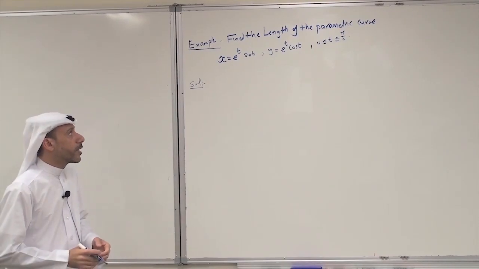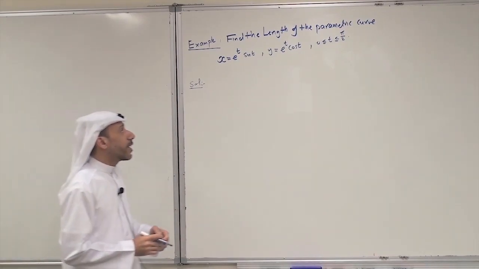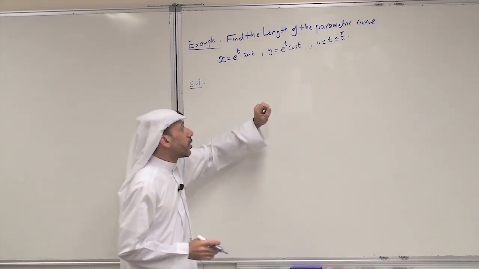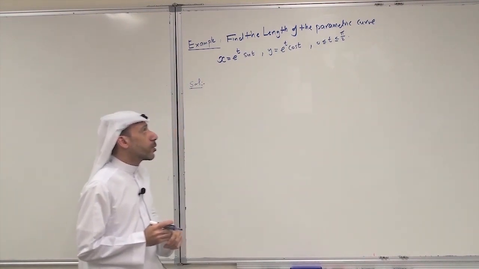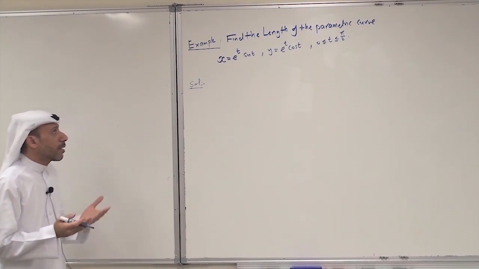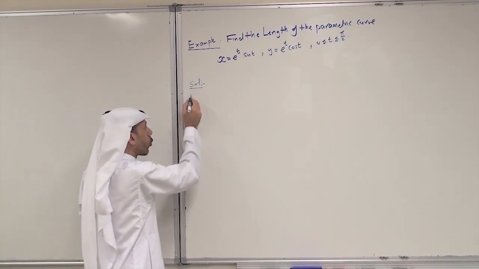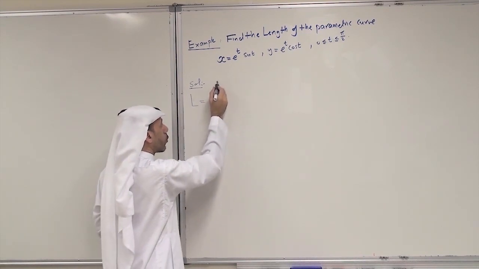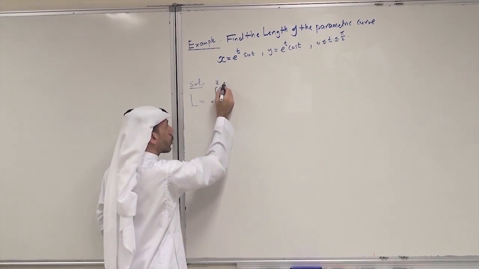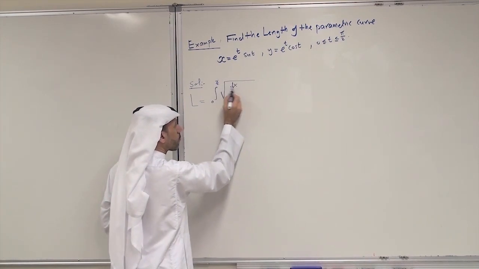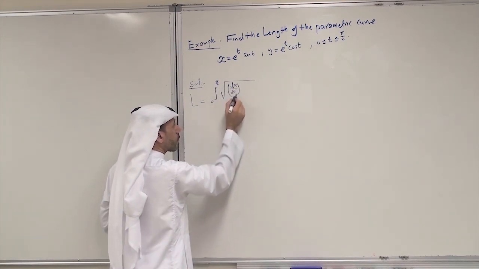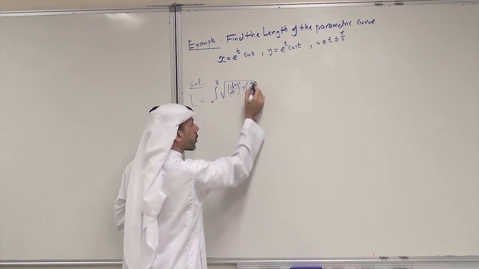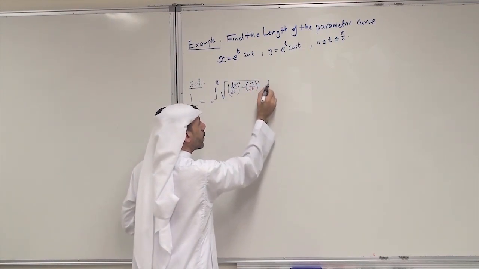Okay. Let's now consider the following example. Find the length of the parametric curve given by these two parametric equations over the interval 0 to pi over 2. Here we just apply the formula directly. So this is the integral from 0 to pi over 2 of the square root of dx/dt squared plus dy/dt squared, dt.